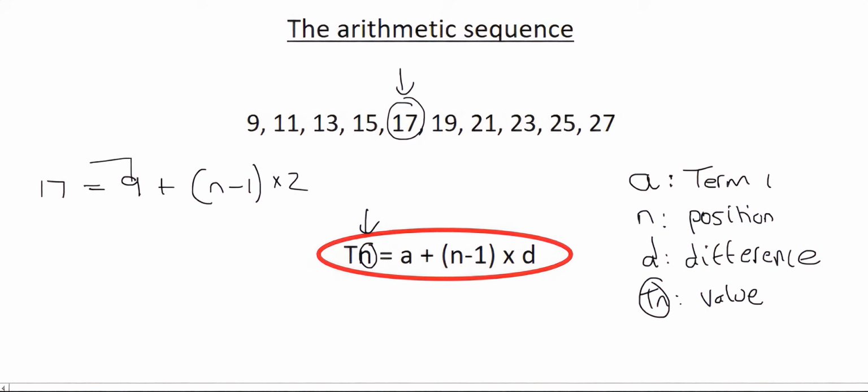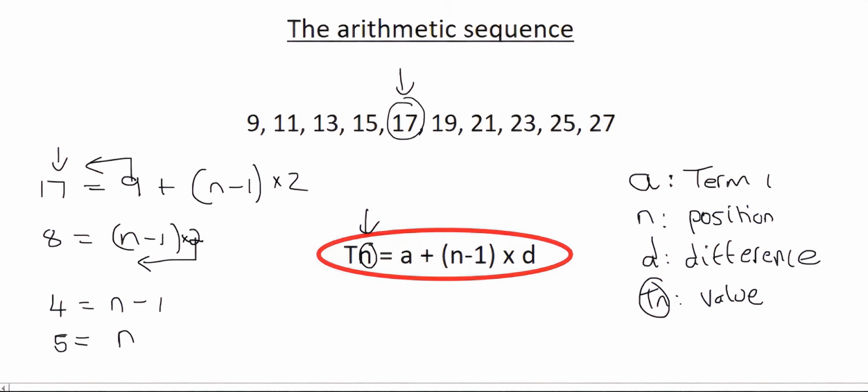So what we do is we take this 9 over to the left, so we end up with 8 equals N minus 1 times 2. Now there's various ways of solving this, but I'm just going to divide the left hand side by 2, so we're going to have 4 equals N minus 1, and so N would be equal to 5. And so what that means is that the value of 17 takes place at position 5. Let's see if that is true. 1, 2, 3, 4, 5.